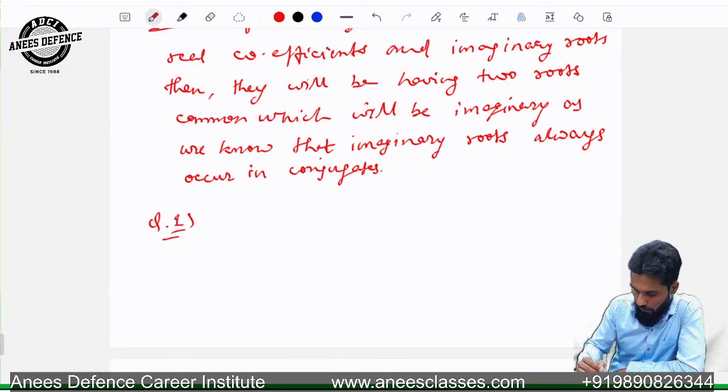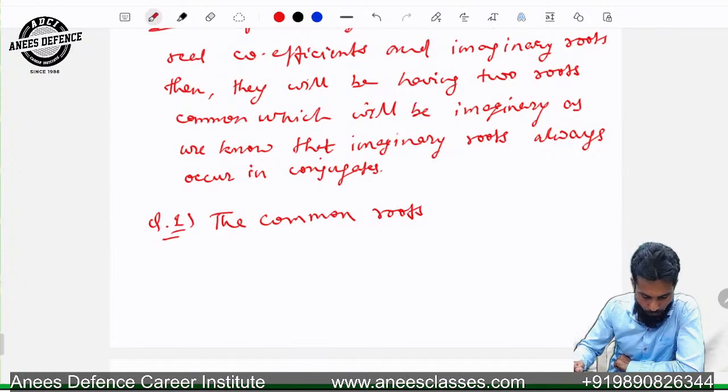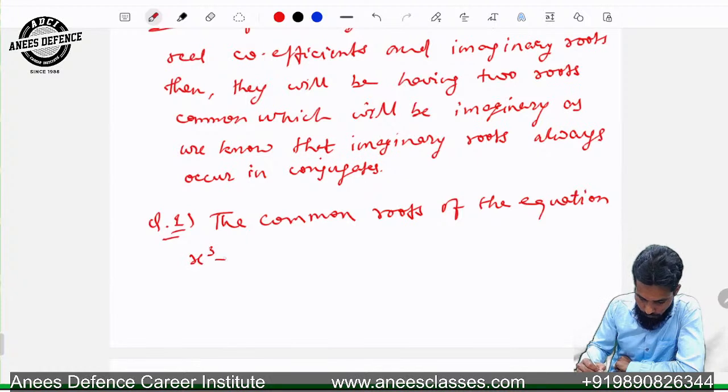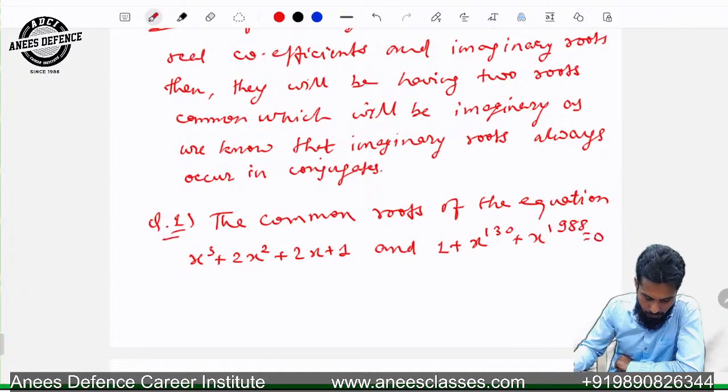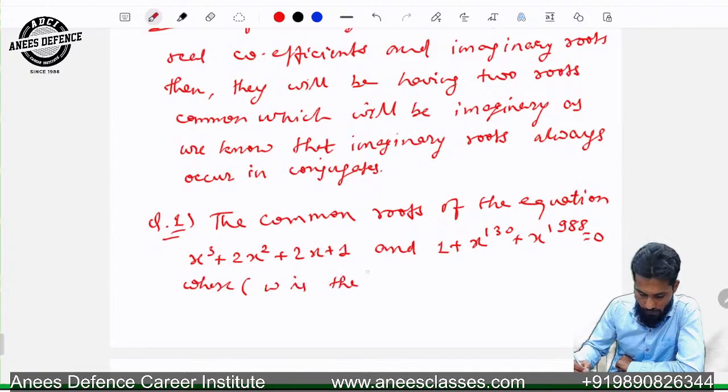Okay, the common roots, write down this question. The common roots of the equation x cube plus 2x square plus 2x plus 1 and 1 plus x raised to 130 plus x raised to 1988 equal to 0, where omega is the cube root of unity.